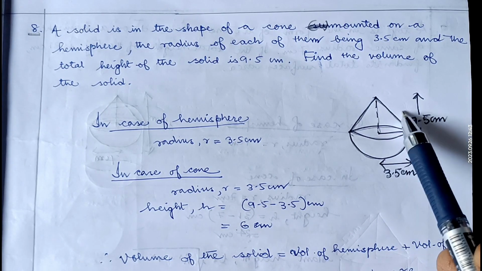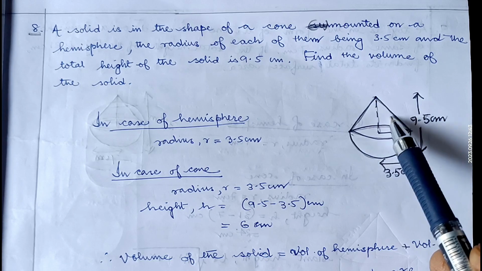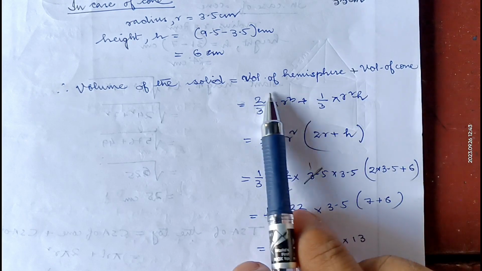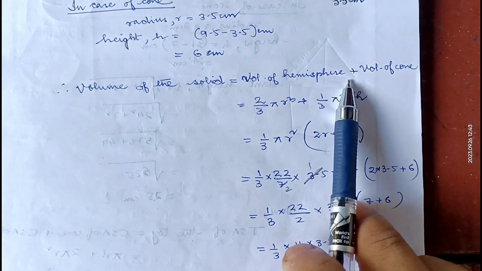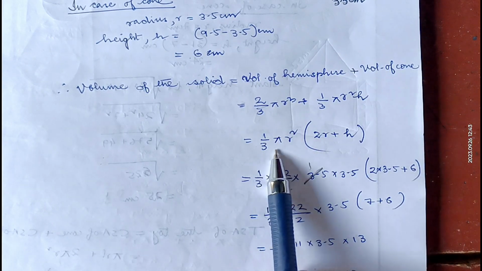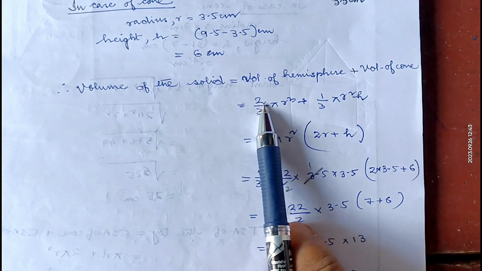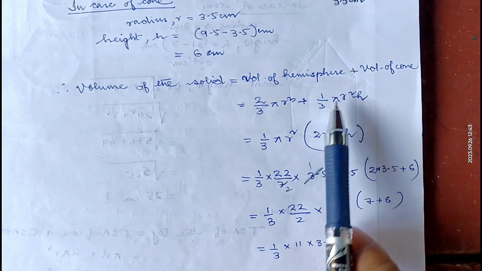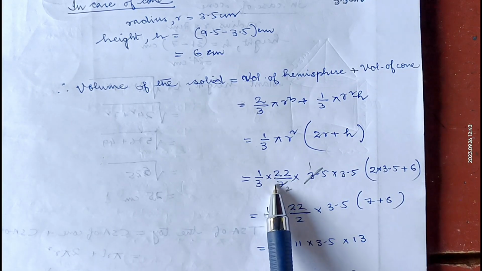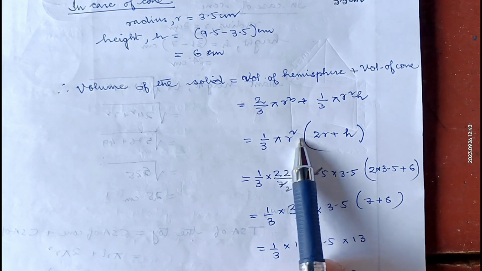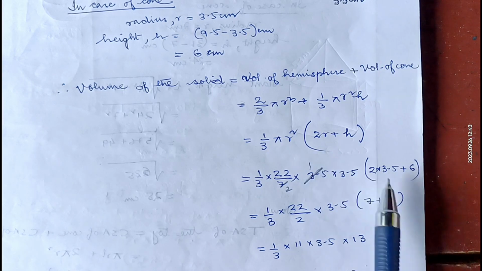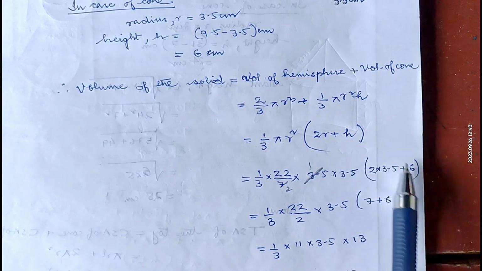So 9.5 minus 3.5 is 6 centimeter. As we have to find the volume of the solid, it will be the volume of the hemisphere plus the volume of the cone. Volume of hemisphere is 2 by 3 pi r cube plus volume of cone is 1 by 3 pi r square h. Now from these two I can take 1 by 3 pi r square common. From here we are left with 2r, plus from here, as 1 by 3 pi r square is already taken common, h is left. So 1 by 3 into pi, which is 22 by 7, into r square, radius is 3.5, so 3.5 into 3.5, plus 2r, 2 into 3.5, plus h, which is 6.